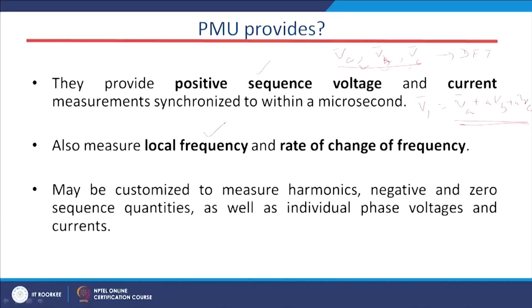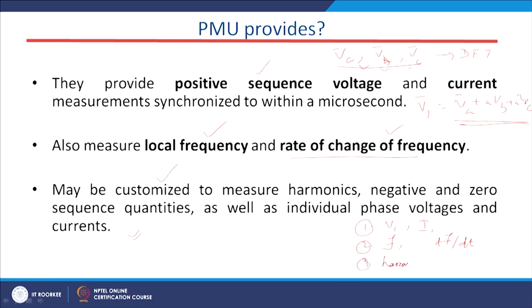It is also possible to measure the local frequency and the rate of change of frequency. This is also important. First of all, it provides V1, I1, the positive sequence voltage and current, and second, it provides the frequency and also df by dt, the rate of change of frequency. And the third one is very important: if it can be customized, it can also measure or provide harmonics.